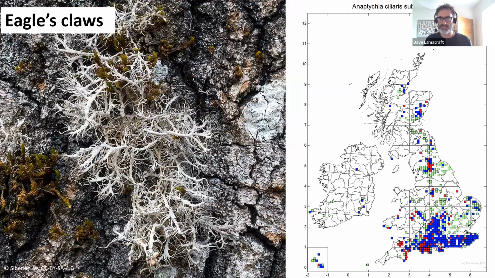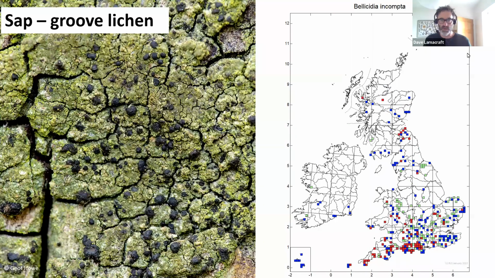And it's a similar story with eagle's claws lichen. So again, you can see the map on the right there, a massive contraction in its range. This is also really sensitive to air pollution. So air pollution has played into that decline as well. But again, the loss of elms has been a major factor in the decline of that species. And the sapgroove lichen, again, a similar story, but less extreme.